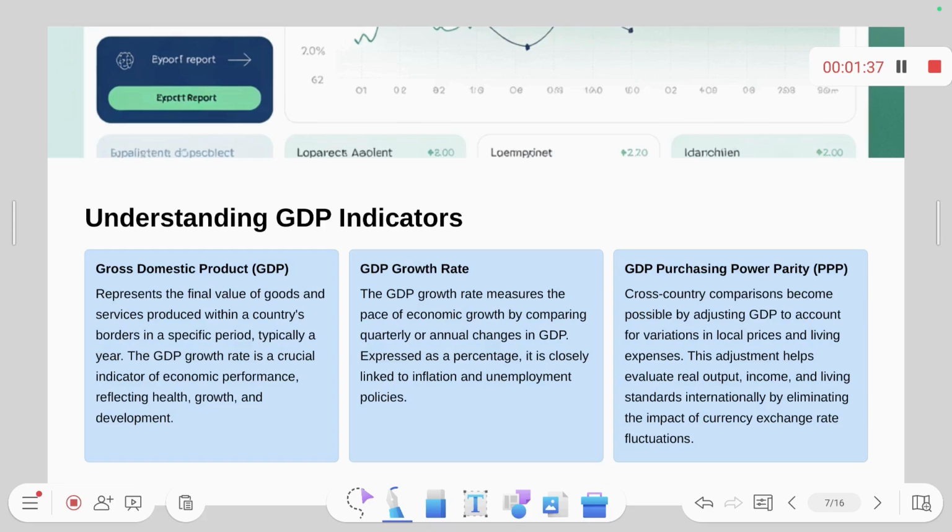Understanding GDP indicators. GDP represents the final value of goods and services produced within a country in a given time period. GDP growth rate measures the pace of economic growth, comparing quarterly or annual changes in GDP. GDP purchasing power parity: cross-country comparison is done by adjusting GDP to account for variation in local prices and living expenses.